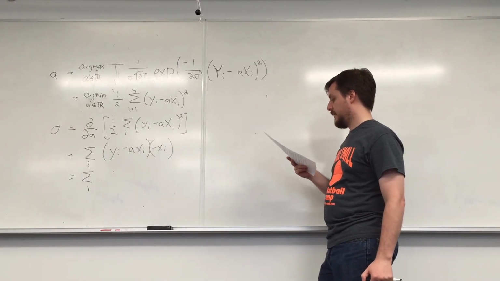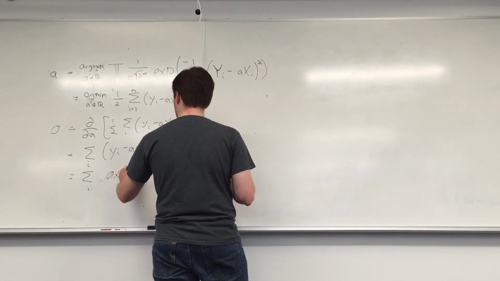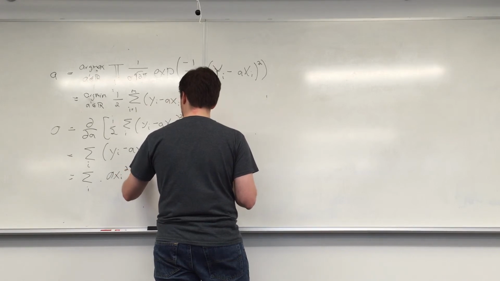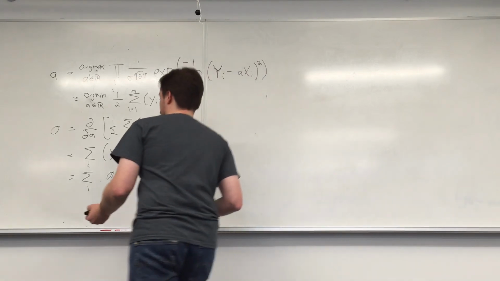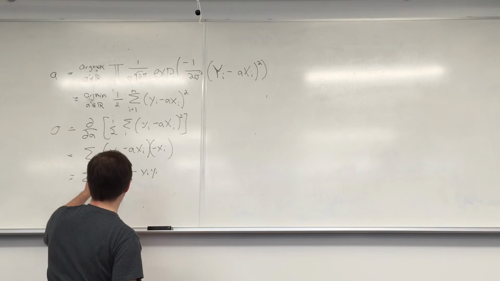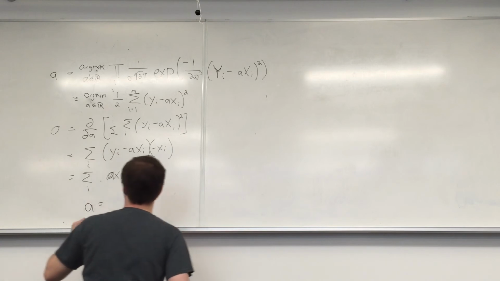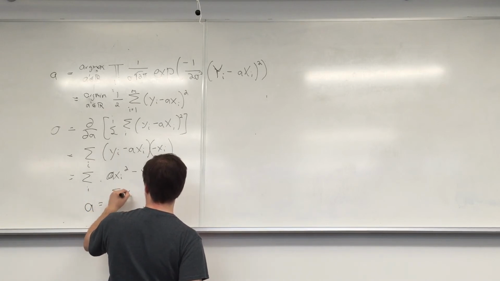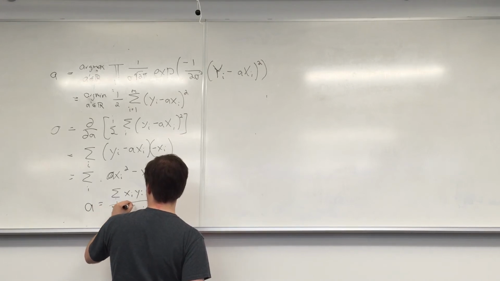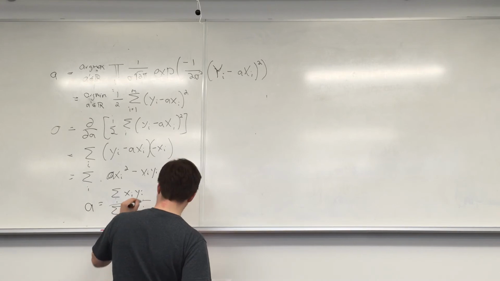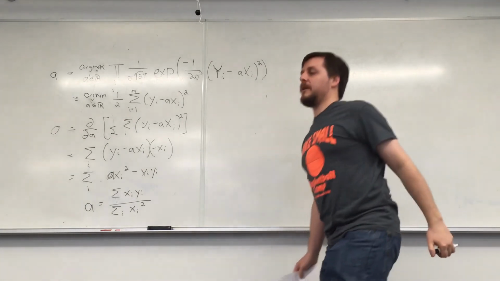Got it. So let's just multiply it out for a second. Minus xi yi. Okay, that's fine. So in that case, I want to get the a alone, right? So if I solve for 0, a equals the sum over i of xi yi over the sum over i of xi squared. Any objections?